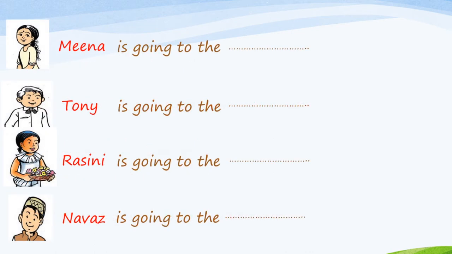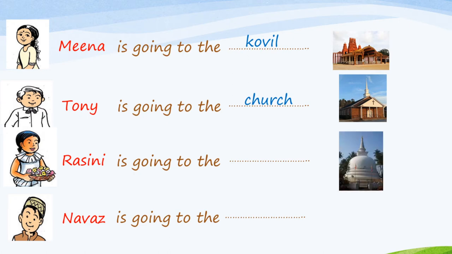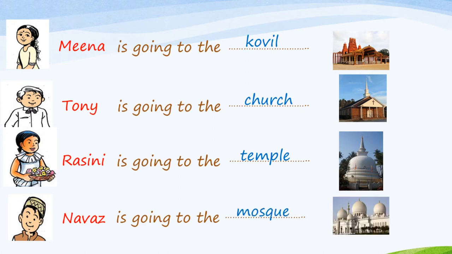Okay. Now next exercise. Meena is going to the Kovil. Tony is going to the church. Rasin is going to the temple. Nawaz is going to the mosque. Shall you read it again?